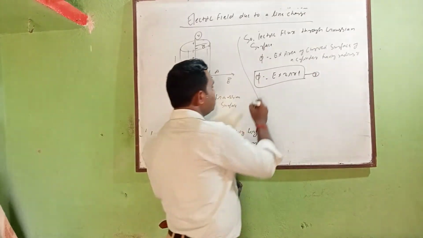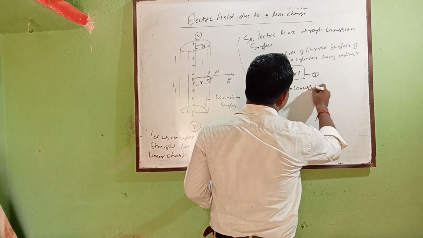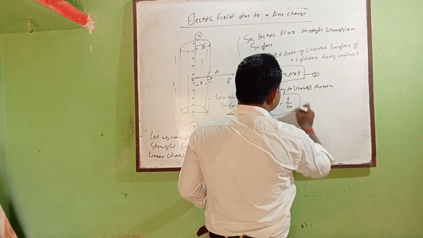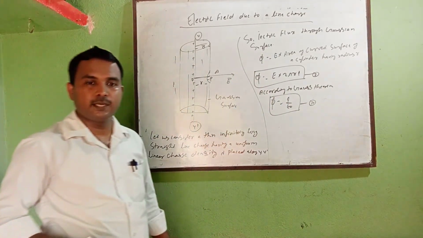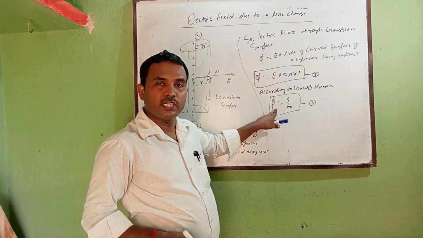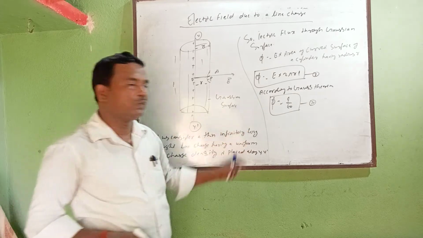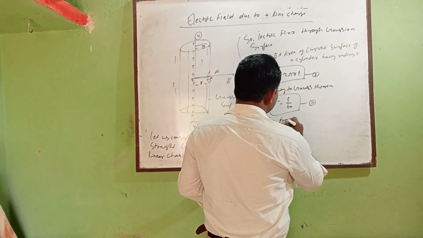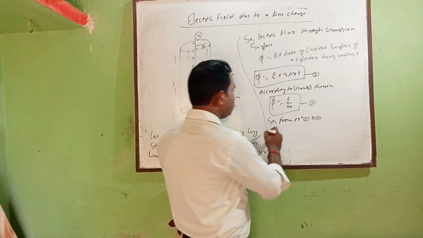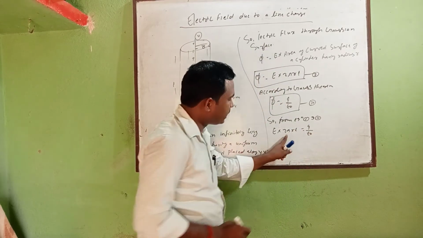But according to Gauss theorem, you can write phi is equal to q by epsilon naught. This is equation 2. So we have two equations: phi is equal to something, and phi is equal to something else. In both equations the LHS is equal, so the RHS will also be equal. So from equations 1 and 2, you can write E into 2 pi RL equal to q by epsilon naught.